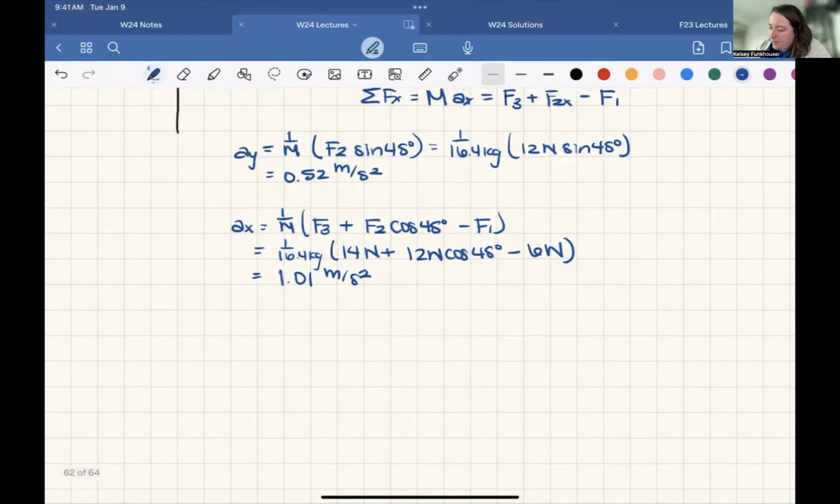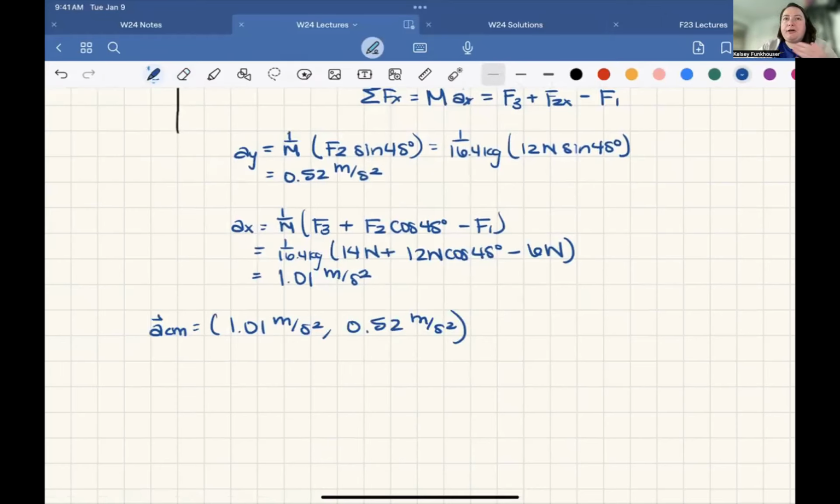So we can write our acceleration. Oh, I should put the subscript center of mass. The acceleration of the center of mass is 1.01 meters per second squared in x and 0.52 meters per second squared in y. And technically we could leave it at that.